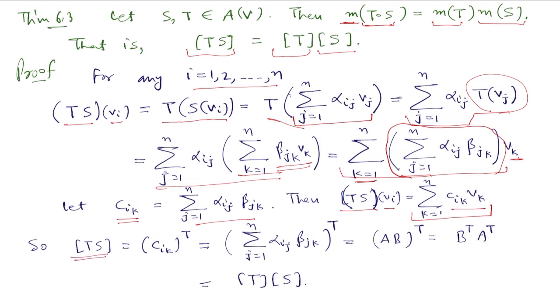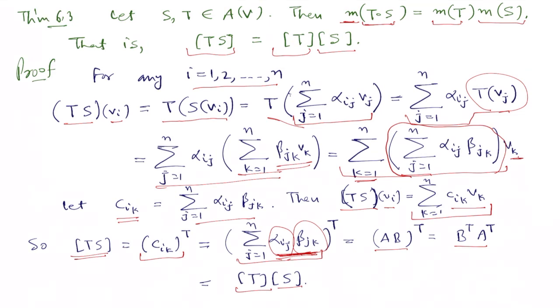So the matrix of TS will be (cik) transpose, but cik is this one, so transpose of this, and this is nothing but the product of the matrices A and B. A is (αij) and B is (βjk). So this is (AB) transpose, which is equal to B transpose A transpose, and so this is the matrix of T times the matrix of S. So with these two theorems we can say that A(V) is isomorphic to M as algebras. So these two algebras are the same up to isomorphism.